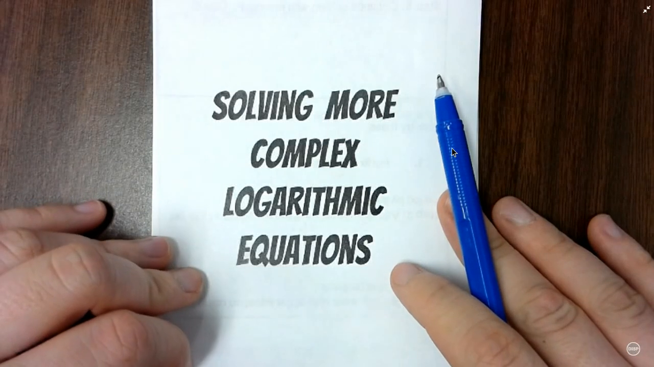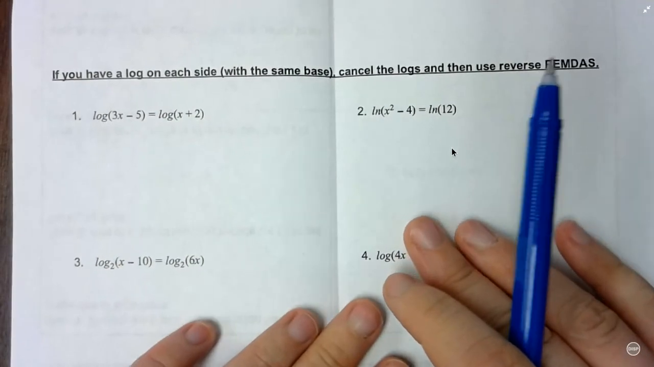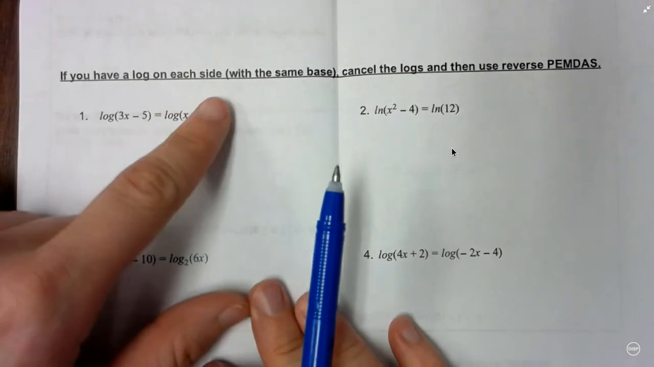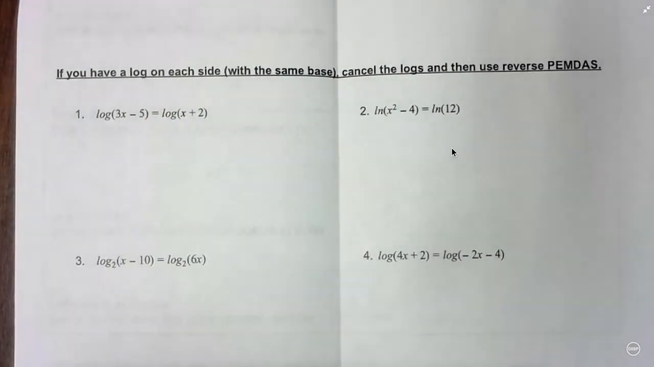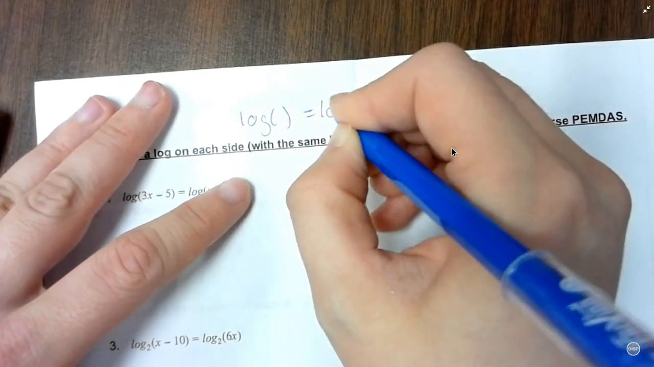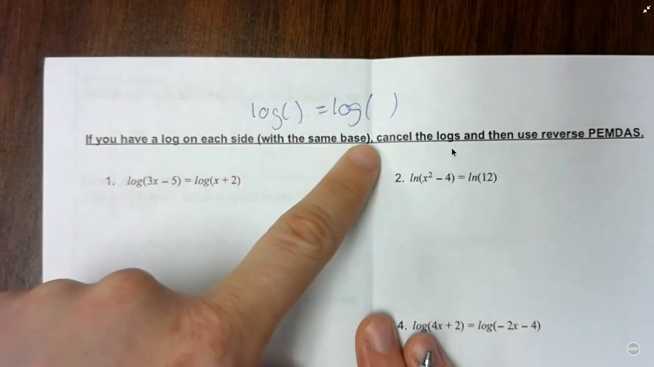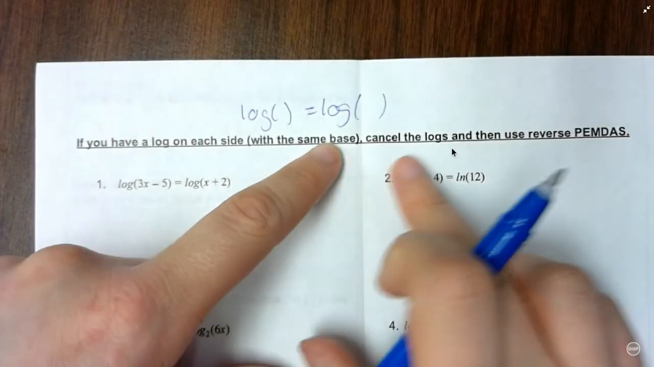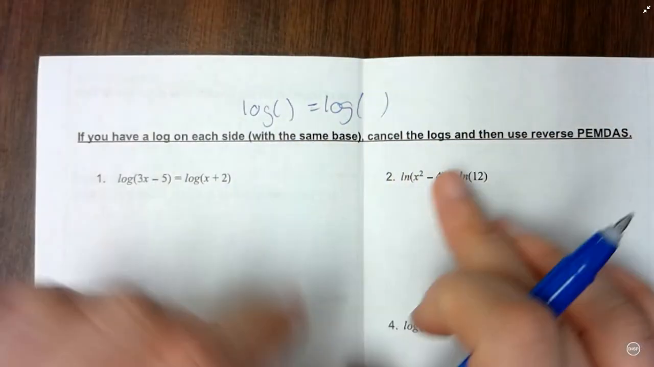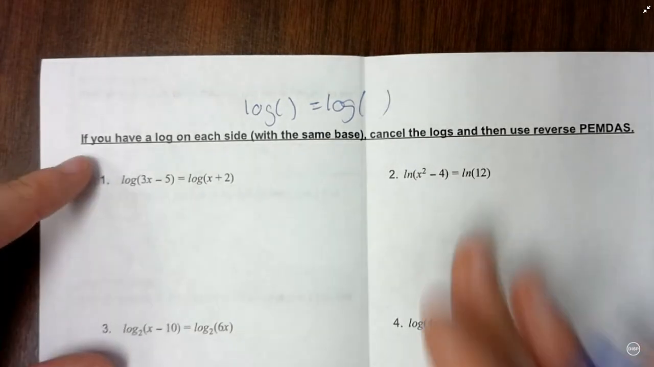Welcome everybody to solving more complex logarithmic equations. So we're going to start with a type of problem that might have a log on each side, just a single log on each side. So log of whatever equals log of whatever else, something that looks like that, for instance. As long as these logs have the same base, all you have to do is cancel the logs and then use reverse PEMDAS.